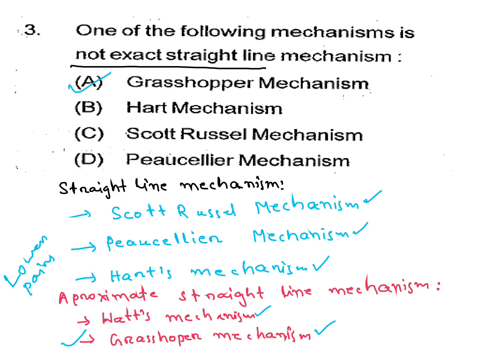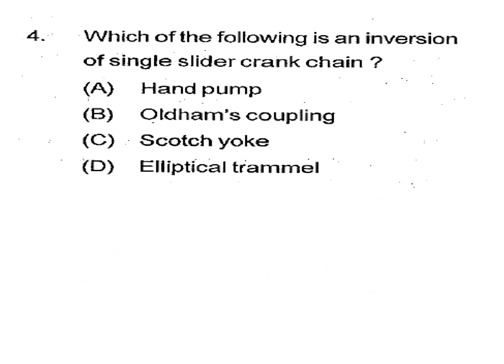Which of the following is an inversion of single slider crank chain? A. Hand pump, B. Oldham's coupling, C. Scotch yoke, D. Elliptical trammel. So, single slider crank chain.